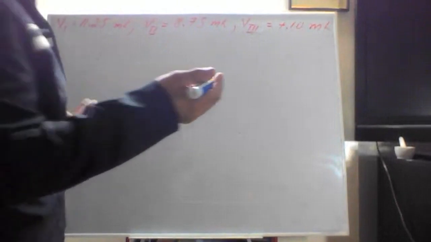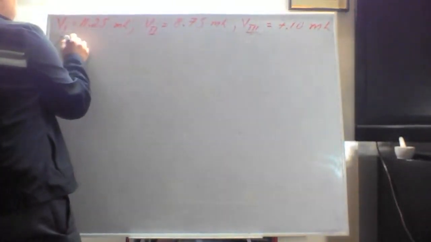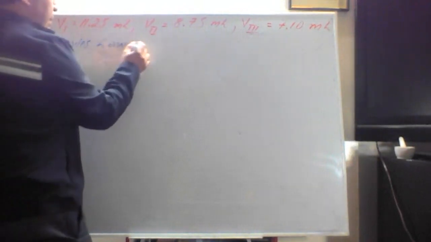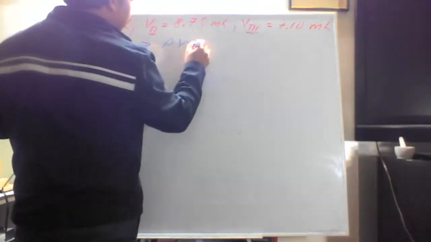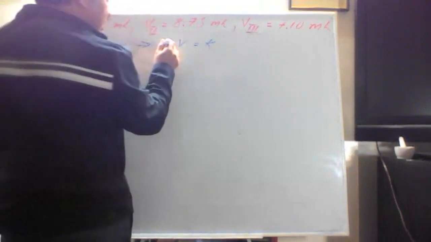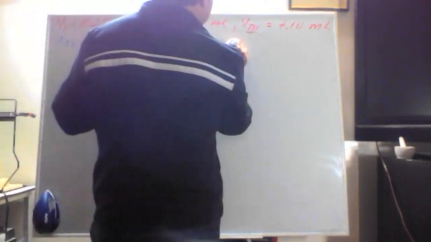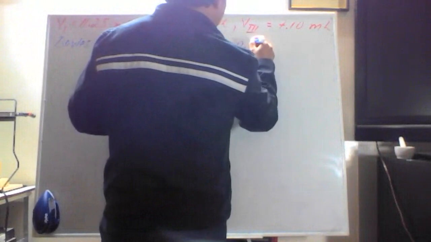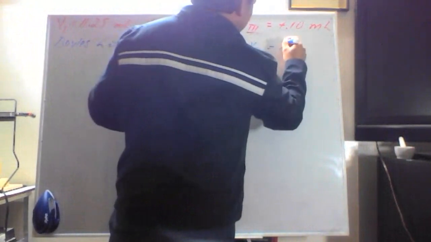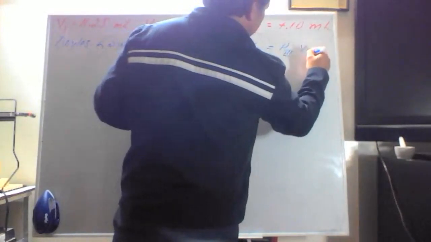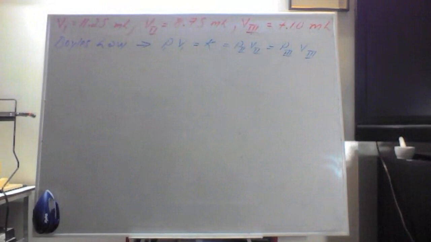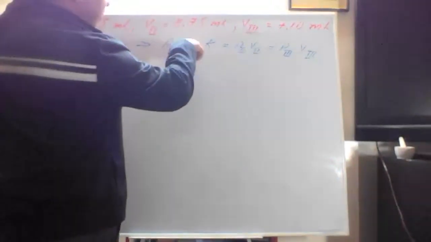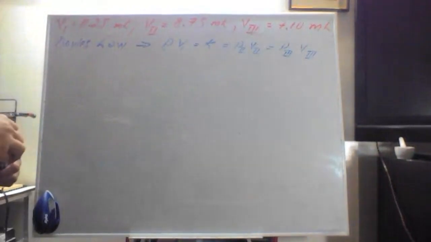So to do that, we first find Boyle's law. Boyle's law says that the pressure times the volume is equal to a constant, which means that pressure number 1 times volume number 1 will be equal to pressure number 2 times volume number 2, and will be equal to pressure number 3 times volume number 3. So the pressure and volume product is equal to a constant. And then we can flip this equation to solve for the unknown volume.